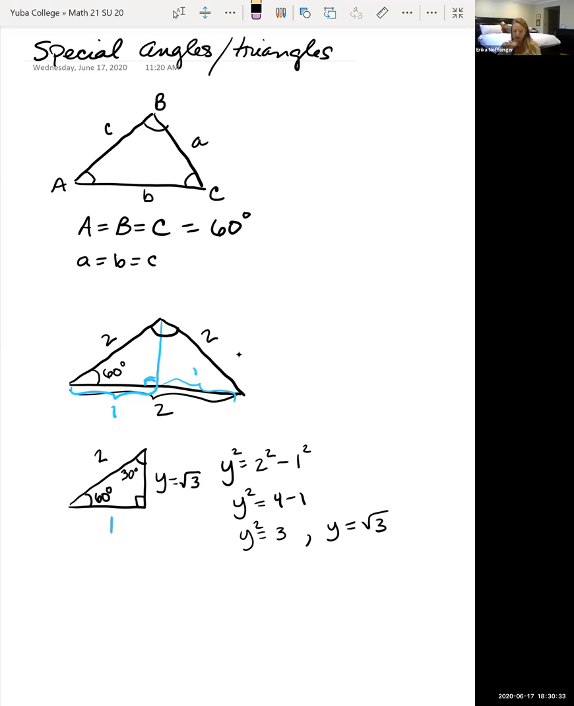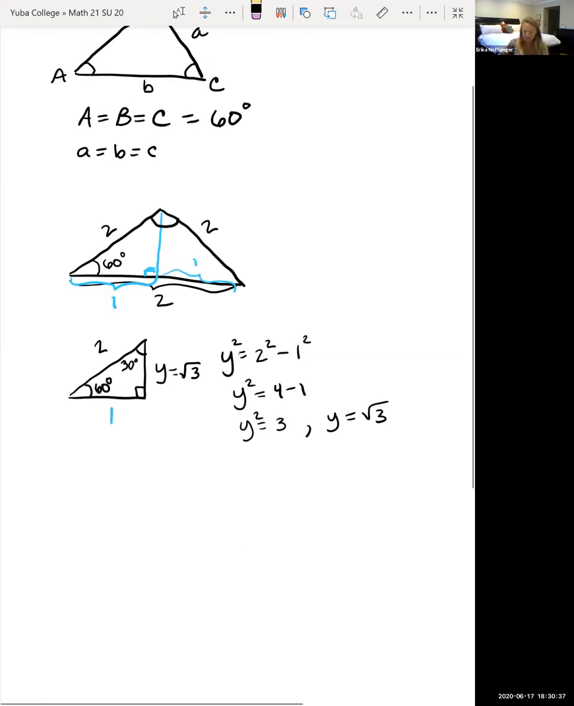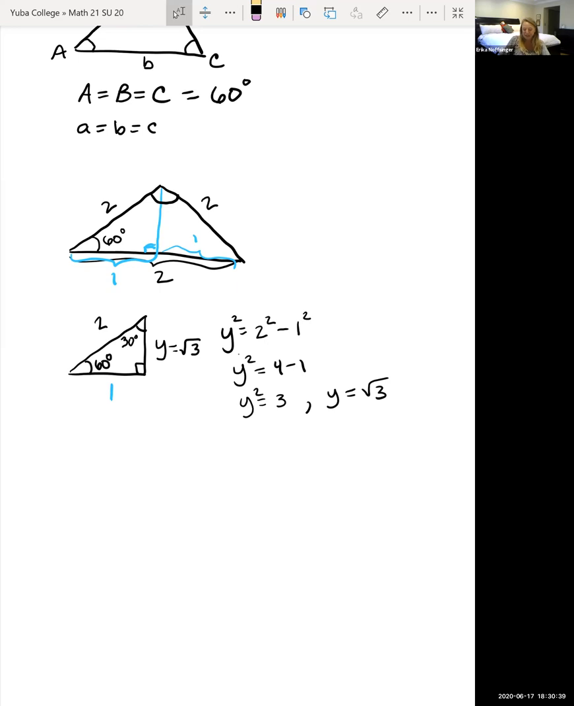Okay, so basically we need to know our trigonometric functions at 30 and 60 degrees, and we can get that by looking at this. So cosine of 60 degrees: cosine is adjacent over hypotenuse. Looking at 60 degrees, the adjacent side in this triangle is 1, all over the hypotenuse, which is 2.